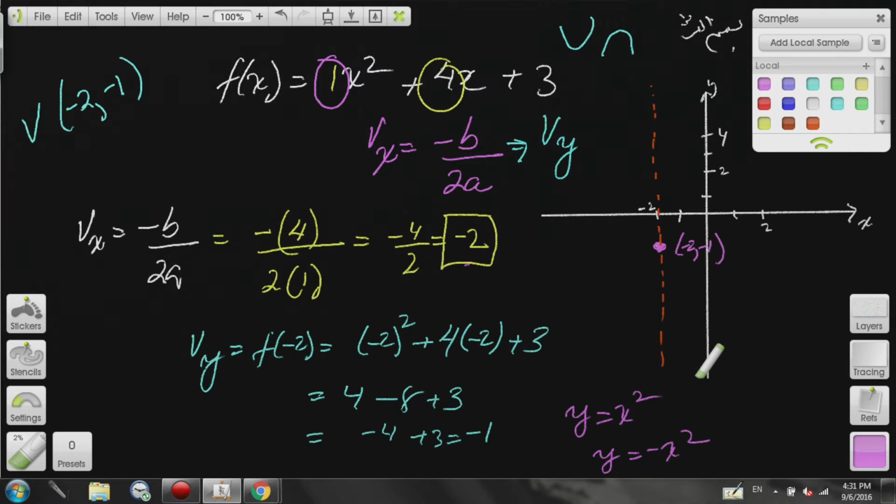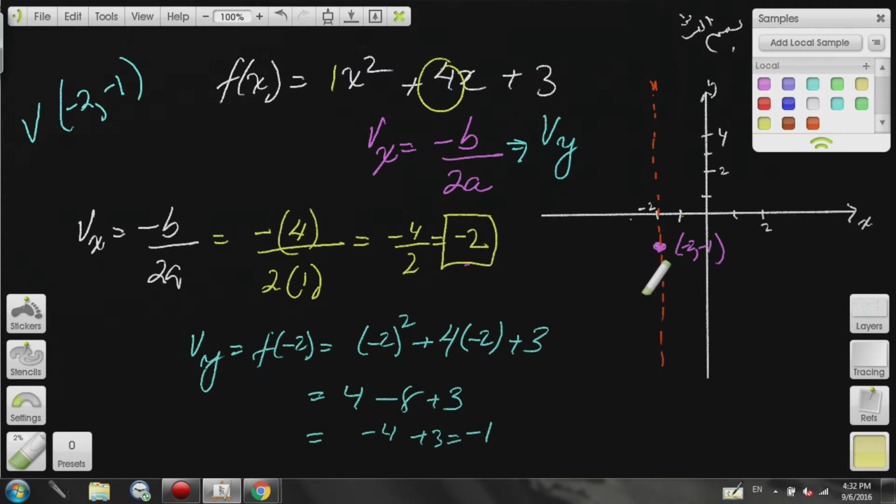Because the A is positive, this parabola is going to face up. It's going to be a U. Okay? So it's going to look like this, something like that. But we need to find a couple other points. So we need a point here and a point here. We really need only 3 points. Okay? Well, you can get more, but you only need 3.